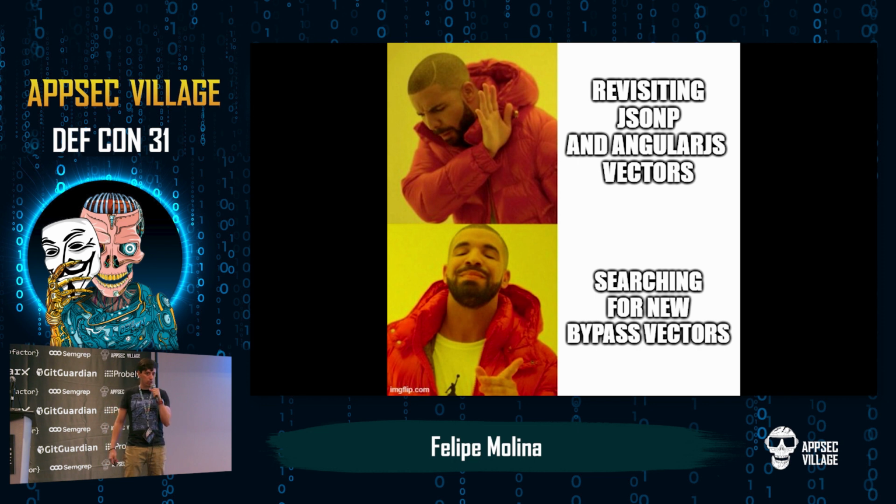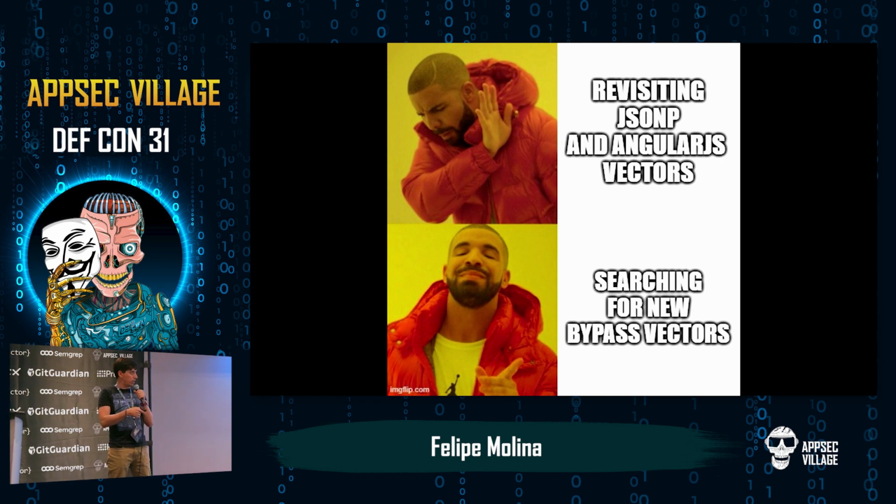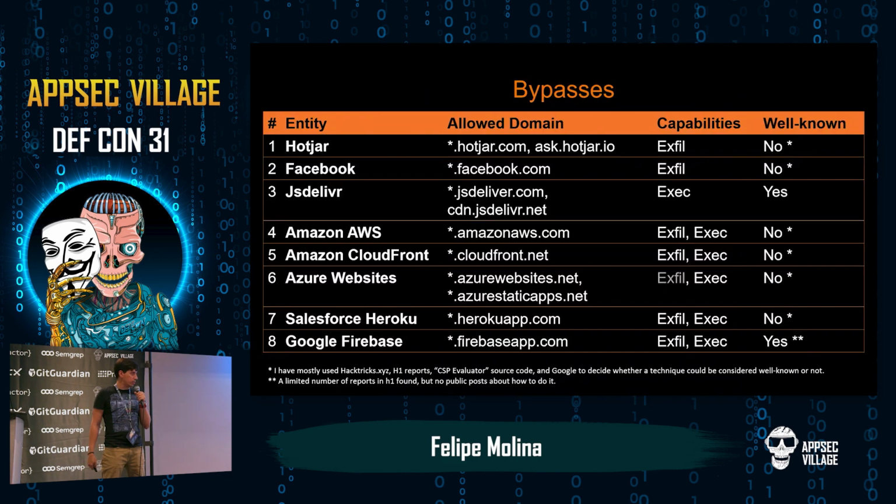Now comes the fun part, no? The exploitation part. I wanted to find new bypasses, just a heads up, I wanted to find new vectors. I found a lot of information on the internet about how to bypass CSP using JSON with padding, and outdated AngularJS libraries. Okay. I wanted to find different vectors, so I just forgot about them for a moment and found different ways. I came up with this list.